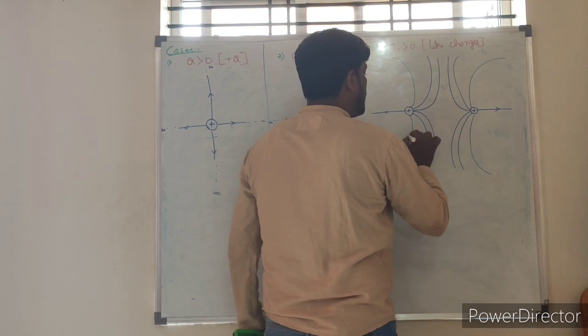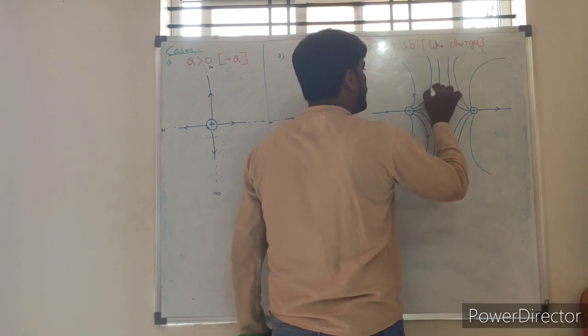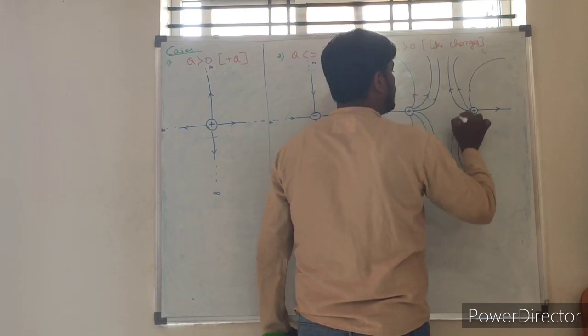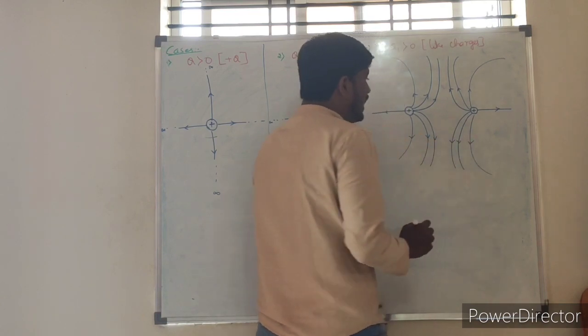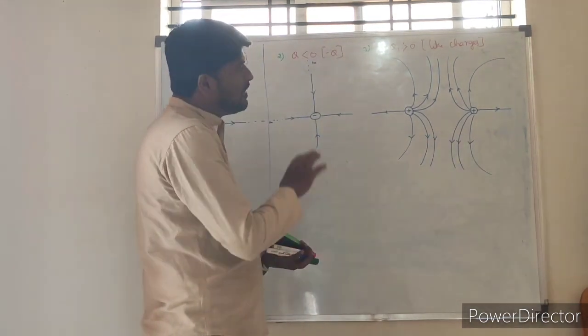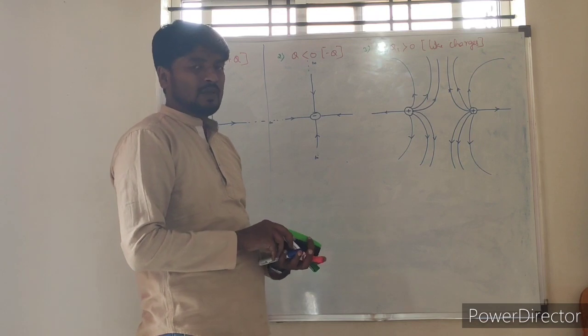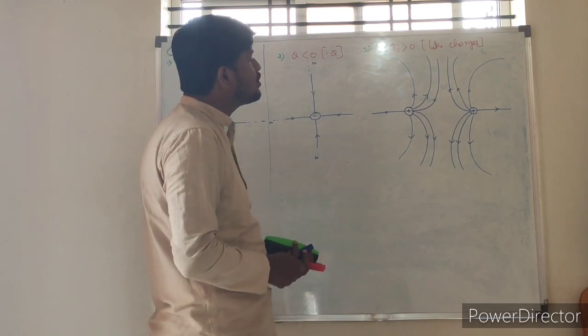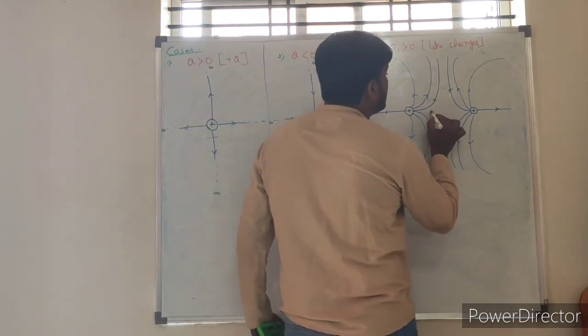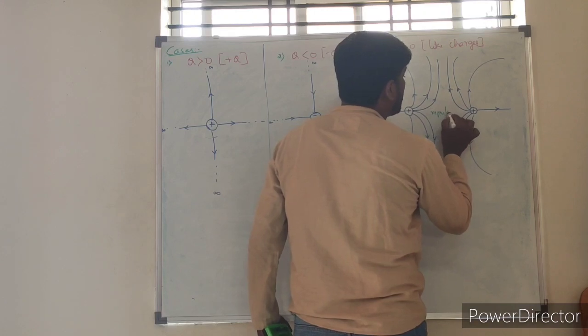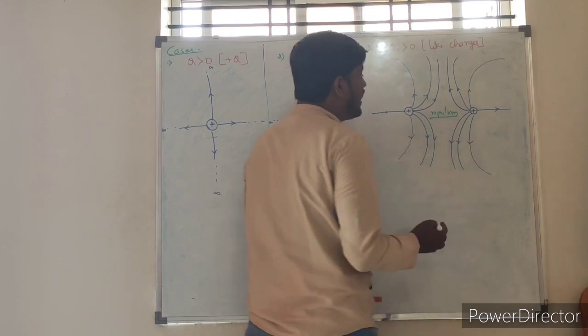So put the arrow mark. The arrow mark plays a very important role. Look at this. With this we come to know that this region is there, no? This region is a high repulsion region. It is a very high repulsion zone.